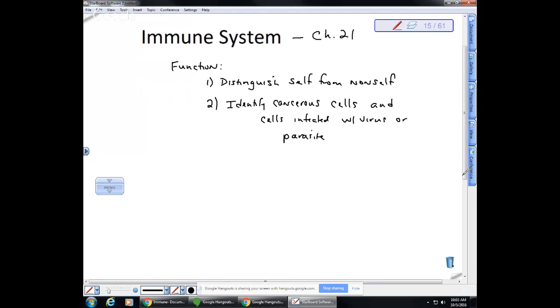So when we look at the immune system, we can talk about that part of the immune system which is innate. And innate means not learned. Right? So this means that it does not require any previous exposure or experience.